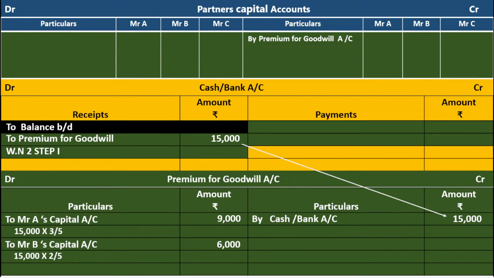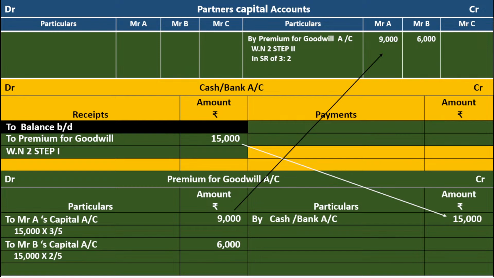So in the second step, Mr. A and Mr. B's capital accounts are credited. That's why in their capital accounts I am writing on the credit side. But which account is debited? Premium for goodwill. So working note number 2, step number 2. In sacrifice ratio 3:2, that 15,000, Mr. A 9,000 from this account. Okay, are you understanding or not? Once again I am explaining. In Mr. B's capital account, by premium for goodwill account is 6,000.